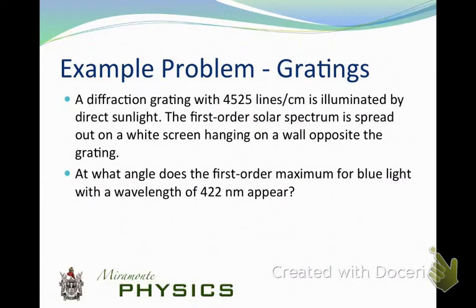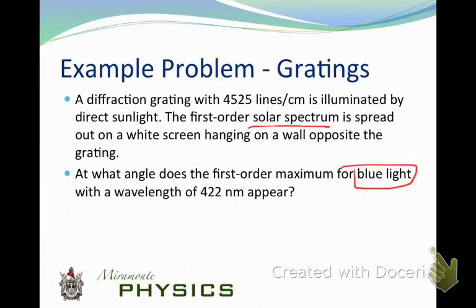So here's an example problem that we can work out together. A diffraction grating has 4,525 lines per centimeter. It's illuminated by direct sunlight. The first order solar spectrum is spread onto a white screen hanging on a wall opposite the grating. At what angle does the first order maximum for blue light with a wavelength of 422 nanometers appear? So where are we going to see the first blue light on our diffraction spectrum?